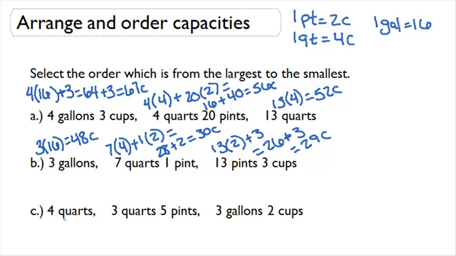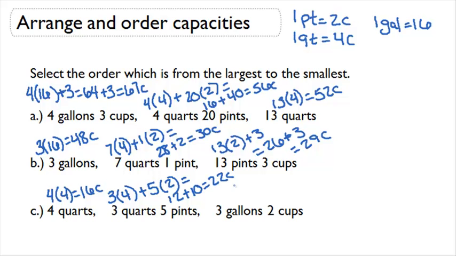How about our third option? Here we have 4 quarts. Each quart has 4 cups in it, so 4 quarts is the same as 4 times 4, which is 16 cups. Our second option is 3 quarts and 5 pints. Here we know that 3 quarts times 4 cups for each quart plus 5 pints times 2 cups for each pint will give us our answer of 12 plus 10, which is equal to 22 cups.